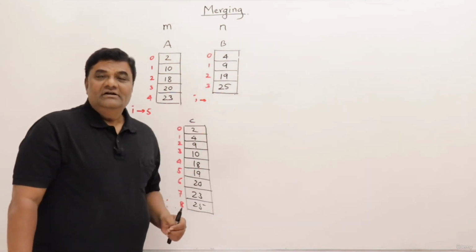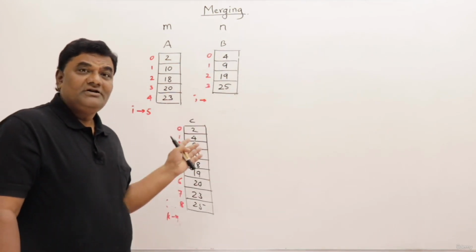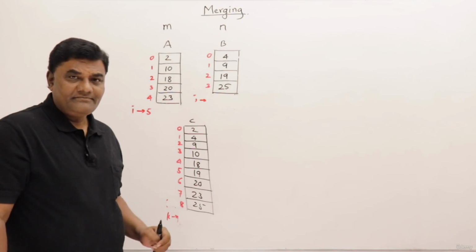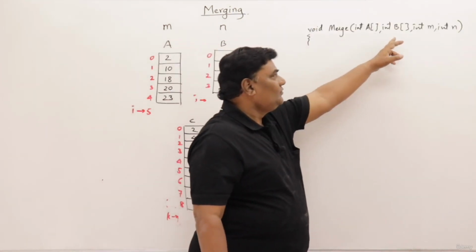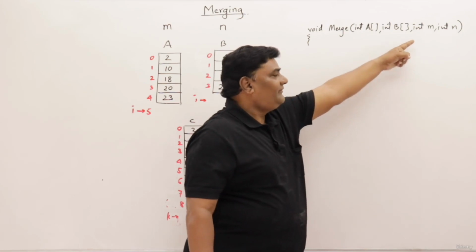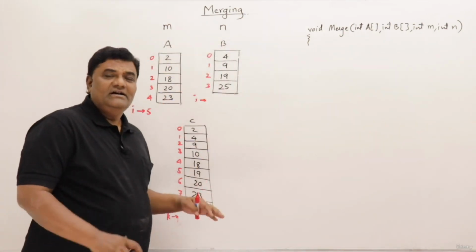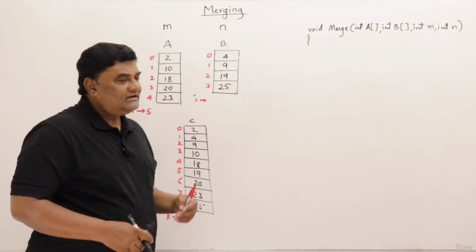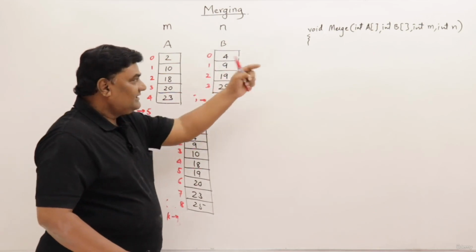So this is the procedure. So let me write down the algorithm or the function for merging two lists. So let me write down the code here. The merge function is taking two arrays and the size of the first array and the size of the second array, m and n. Array C, assume that it's global, or else when we write the program, we will decide where to keep it. Now, let us start the process.